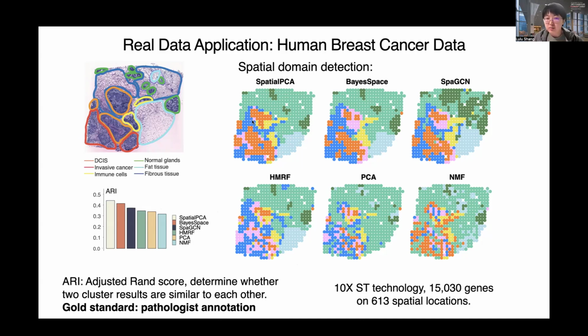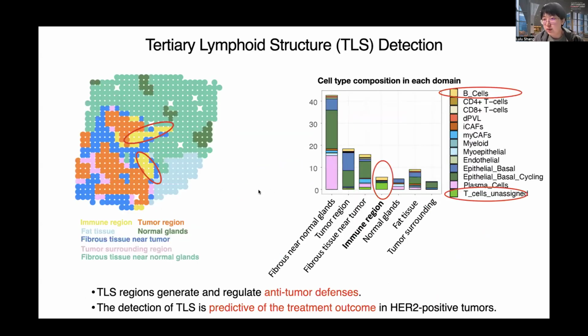So we can detect many different spatial regions. And then we want to know whether these spatial regions are biologically meaningful, and whether they are really useful in cancer research. Among all the regions we detected, there is one region circled in red. This yellow region, we call it the immune region, because we also found immune cell types within this region. And we hypothesize that this region might be a TLS region.